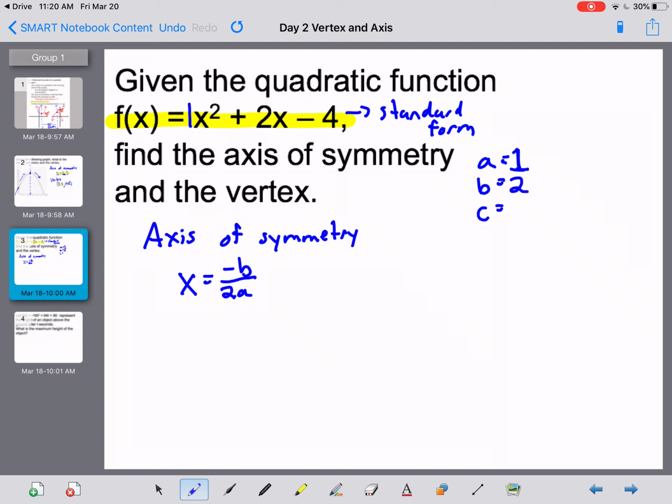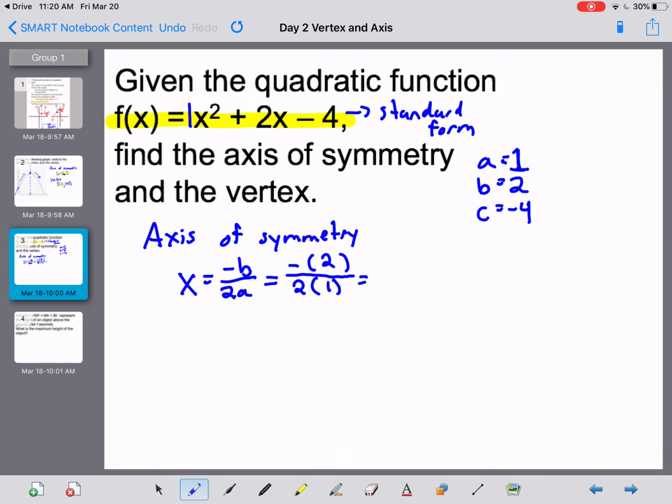And my c, even though I don't need it in my axis of symmetry formula, I'm still going to find it. My c is negative 4. So I'm going to use that information to find my axis of symmetry. I have the negative, and now I'm going to substitute my numbers using parentheses. So I have negative 2 over 2 times a, which is 1.